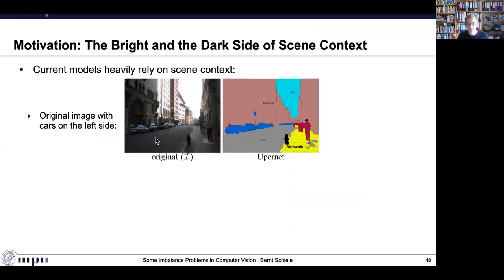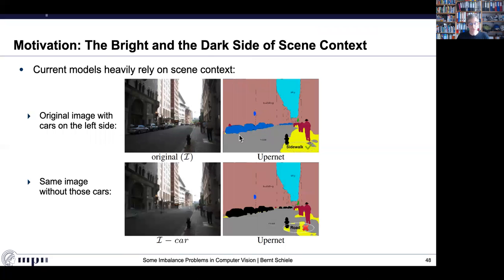Okay, so if you look at an image like this one, that's the original image. A well-performing semantic segmentation network, like UPerNet, gives you the sidewalk here, the road here, the building here. It does a very good job on that particular image. It's nice. Gives you high numbers. All good. So now if you take the same image, and what we did in that particular image, we edited, and I'll talk very briefly about how we did that. We edited out the cars on the left side of the street.